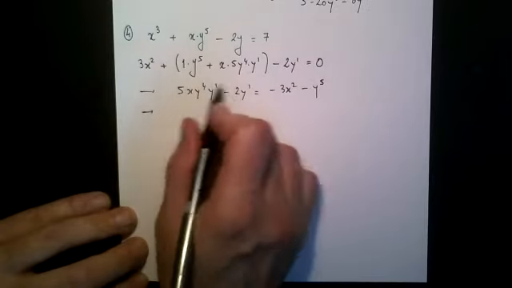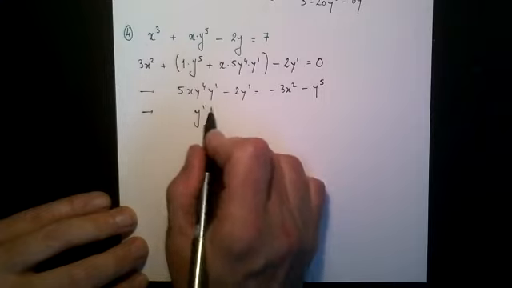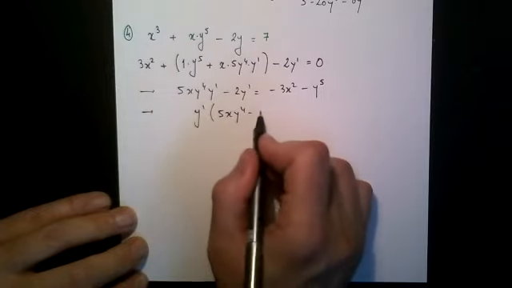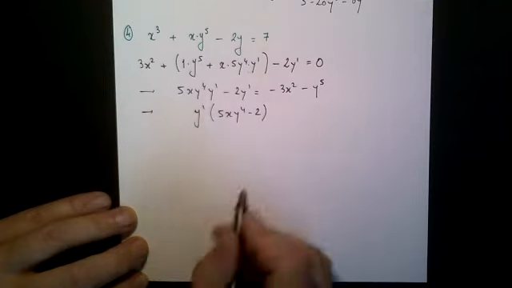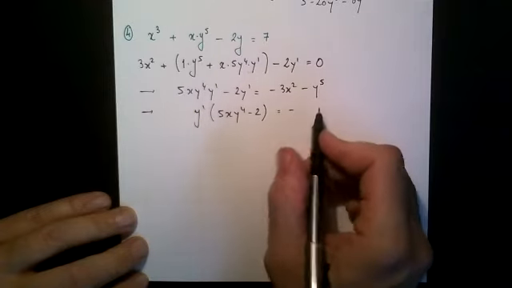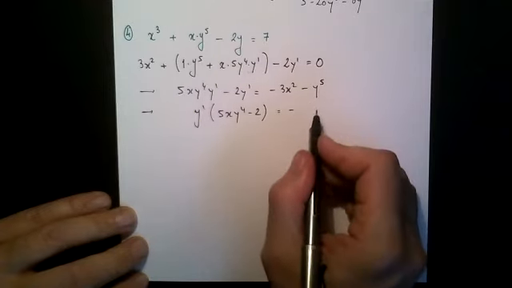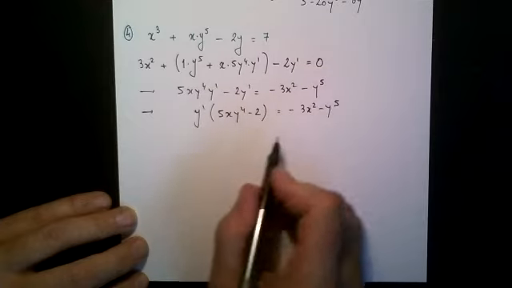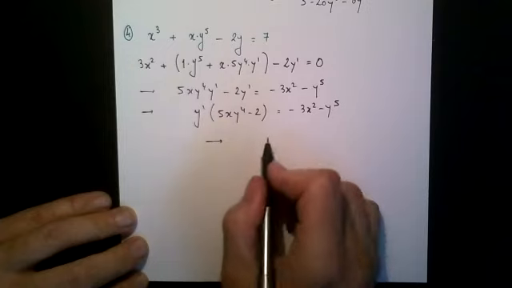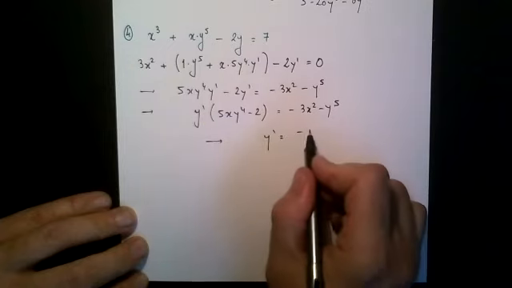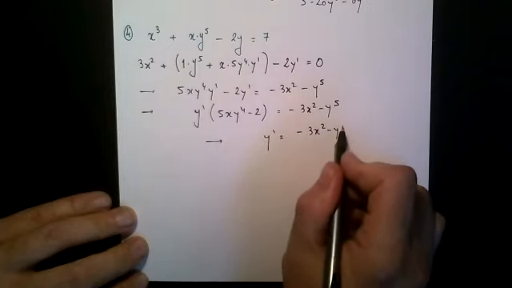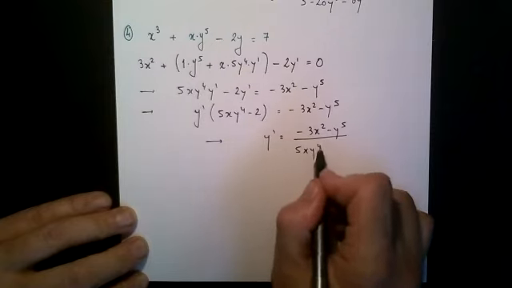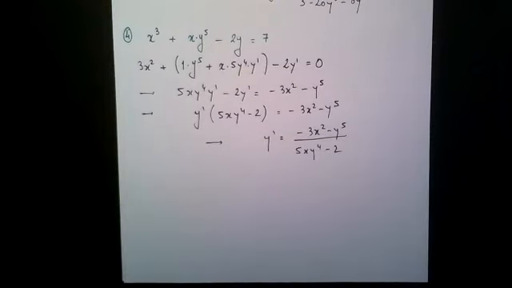Okay, so now let's isolate a y prime here. Y prime times 5x y4 minus 2 equals negative 3x2 minus y5, and then I could be done right away. Y prime is negative 3x2 minus y5 over 5x y4 minus 2, and that's my answer.